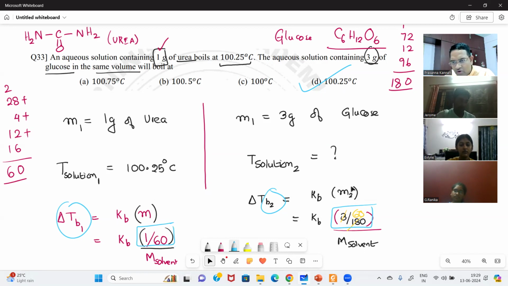In the second case, it is glucose, number of moles of glucose, 3 grams in 180, right? So 3 divided by 180 is the same as 1 by 60. Therefore, in both cases, delta Tb is the same. Hence, both the solutions will boil at the same temperature.